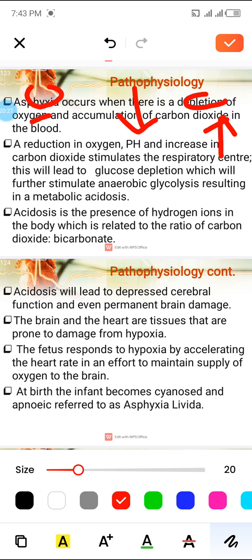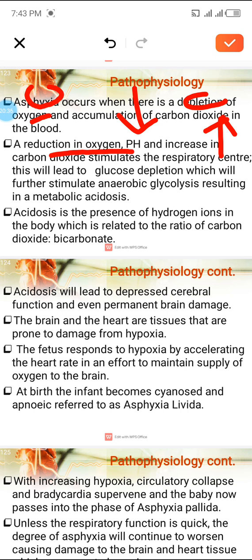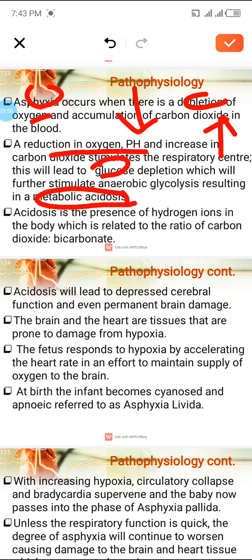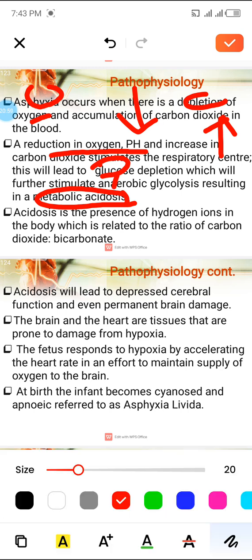Now what happens if oxygen reduces and carbon dioxide goes up? When carbon dioxide goes up, it will promote what we call metabolic acidosis or respiratory acidosis. The metabolic acidosis is coming in because there is glucose here, which is also depleted. So this is in combination. Then when we look at the carbon dioxide increase, this will cause respiratory acidosis, because it's carbon dioxide, and we're dealing with respiration.